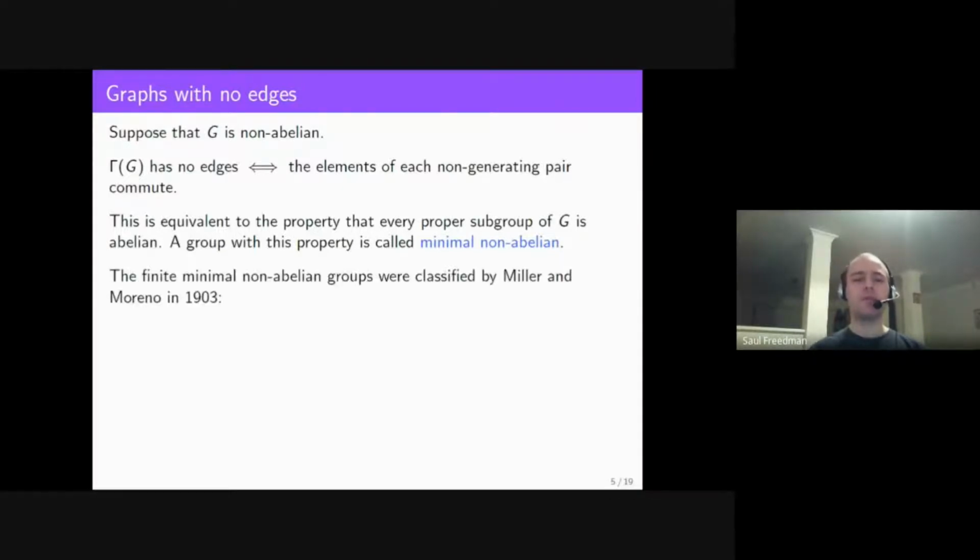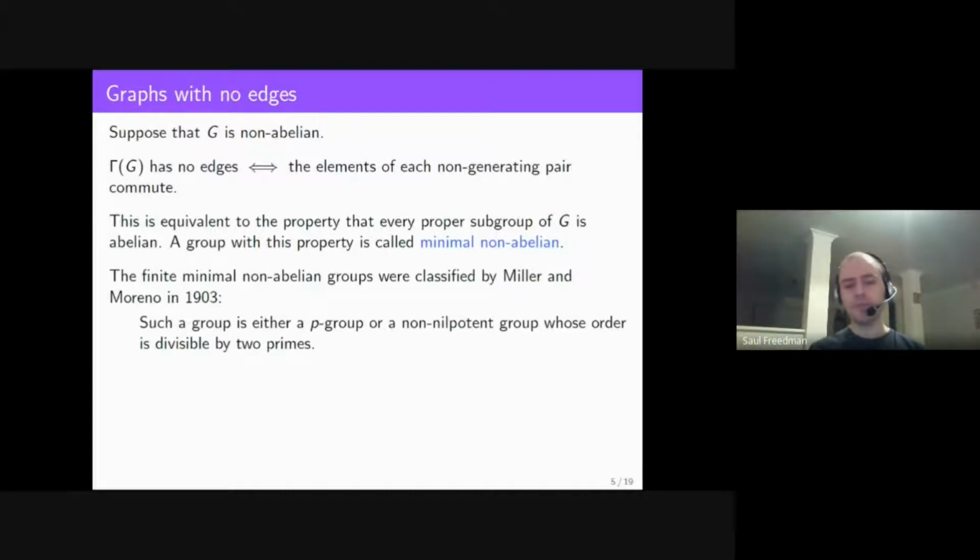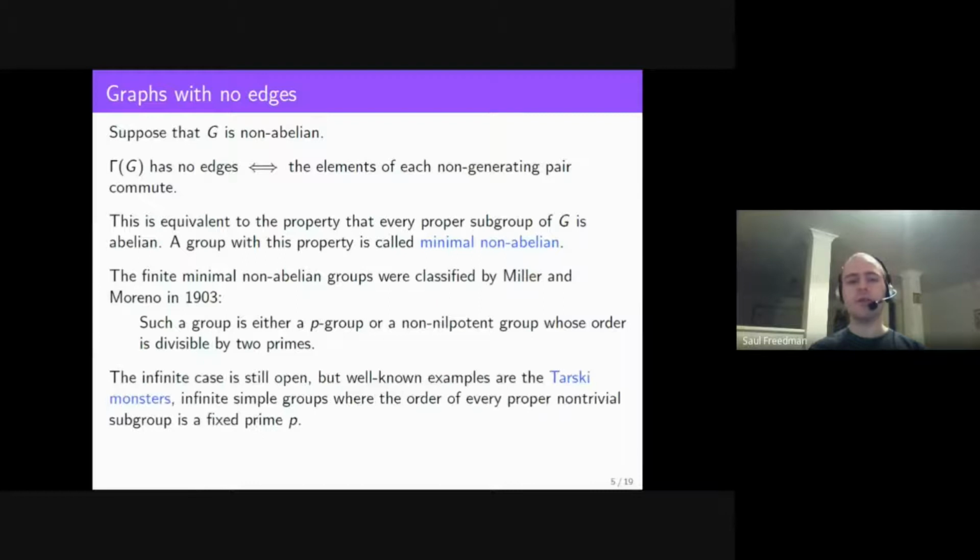As Peter mentioned, in the finite case, the finite minimal non-abelian groups were classified by Miller and Moreno in 1903. In particular, any such group is either a P group or a non-nilpotent group whose order is divisible by 2 primes. Now, in the infinite case, not every minimal non-abelian group is known, but there are some well-known examples, namely the Tarski monsters. These are infinite simple groups where the order of every proper non-trivial subgroup is a fixed prime P. And in fact, Olshansky showed in 1982 that a Tarski monster does exist for each prime P that is greater than 10 to the power of 75.